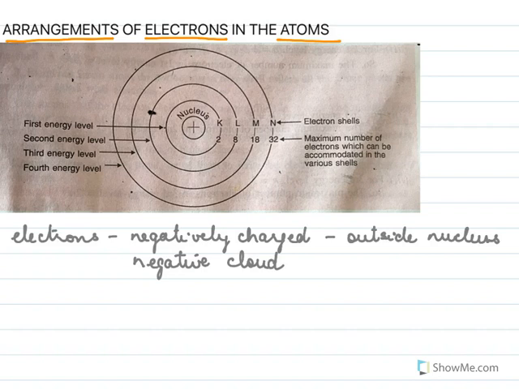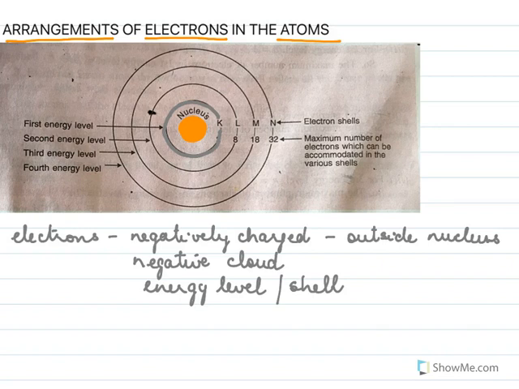and they arrange themselves in energy levels or called shells. Like in the picture we can see here, we have the nucleus in the center which is positively charged, and the electrons arrange themselves in shells. The first shell here is called the K shell. It's the energy level which is the lowest.